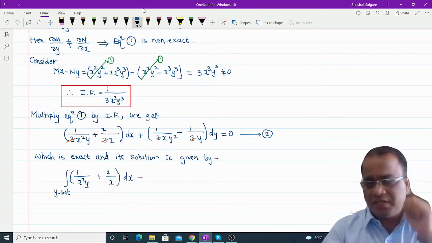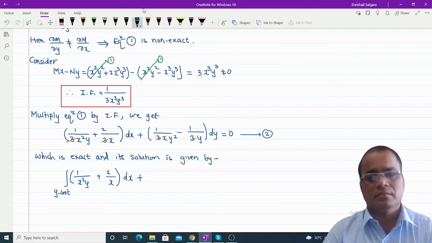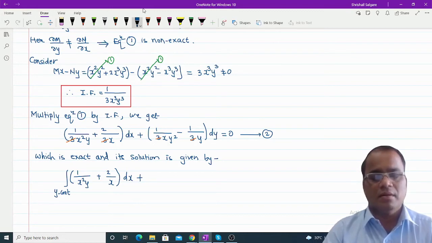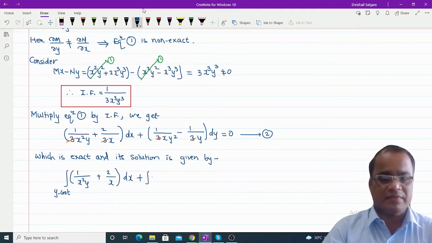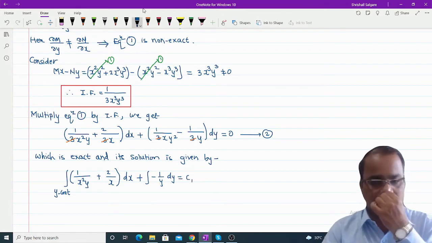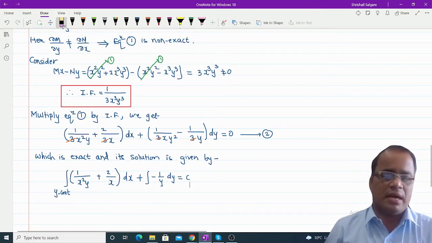Is there any term which is free from x? Tanmay Patil? Minus 1 upon 3y. Okay, 3 I am cancelling. That means minus 1 upon y only. Okay? Everywhere I am cancelling 3. I am multiplying the whole equation by that term. So equal to some arbitrary constant. Initially, suppose I will call this c, and depending on the term, next I may adjust.